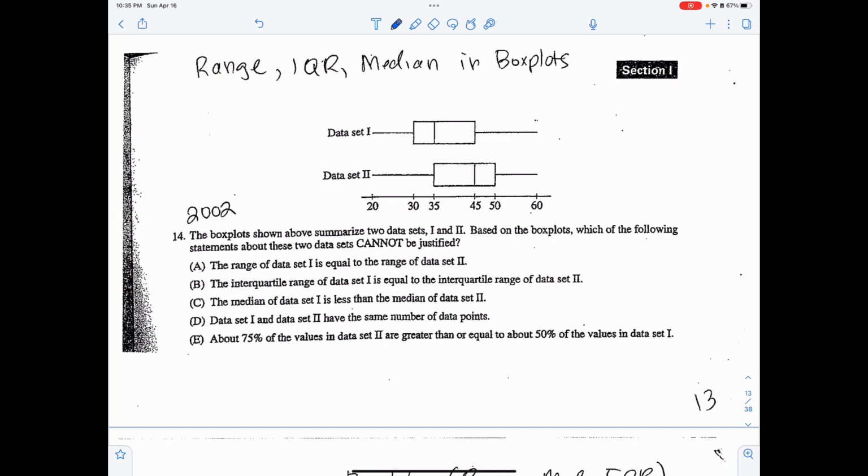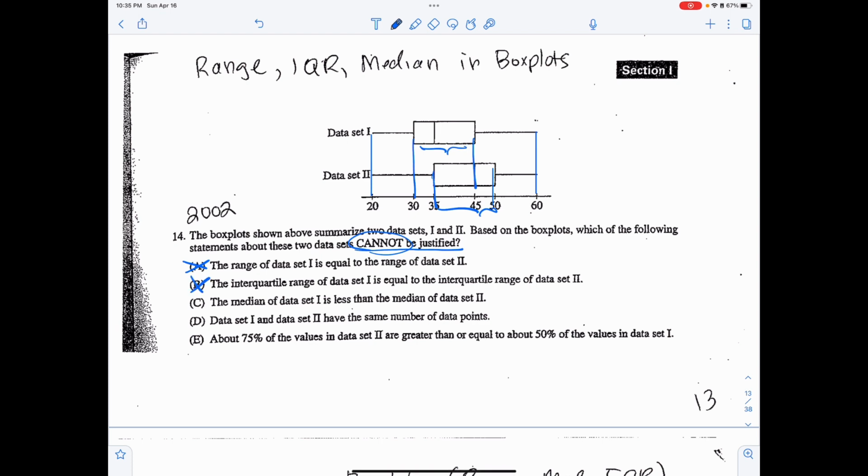Let's just look at another one here. It says which one cannot be justified. So this one says the range of set 1 is equal to the range of set 2. Well, that can be justified because you can see, look, they're identical. The range is identical. So that's not it, because we're looking for the one that cannot, the one that's wrong. The IQR of 1 is equal to the IQR of 2. Well, this is from 50 to 35, so that's about 15. And this is about 45 to 30, so that's about 15. So that's the same, so that's not it.